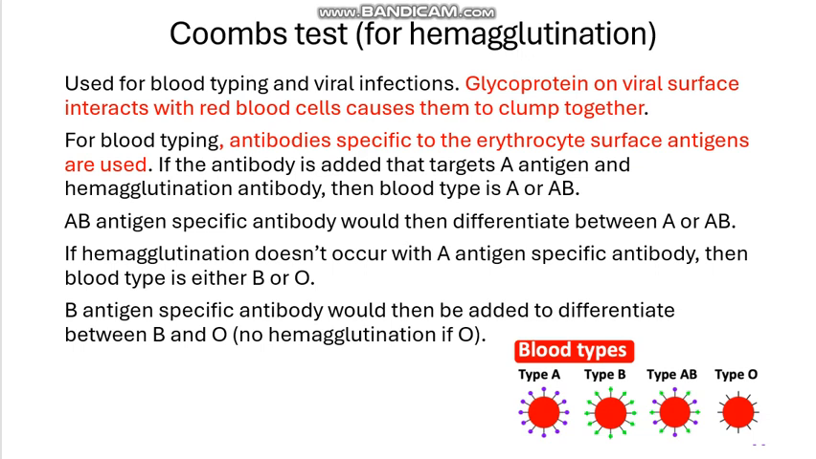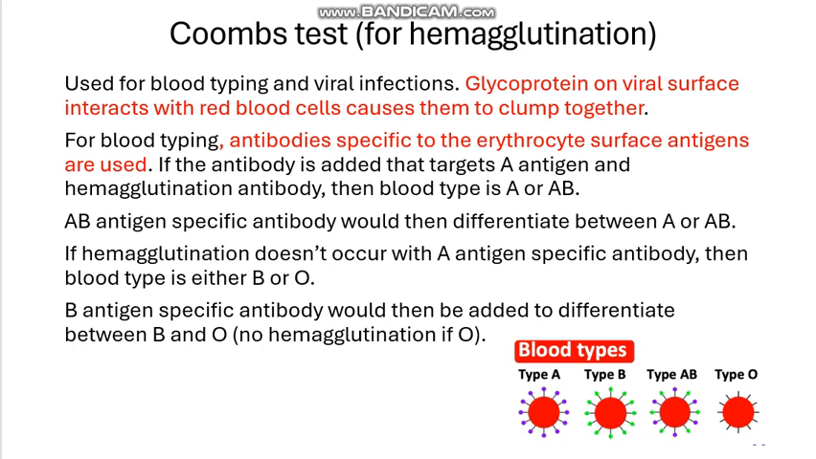We can differentiate between A or B through the use of a B antibody. If we add the B antibody and no hemagglutination occurs, we already know that it's either type A or type B, because we've added the antibody that recognizes the type A antigen and hemagglutination has occurred, so it's either type A or type AB.